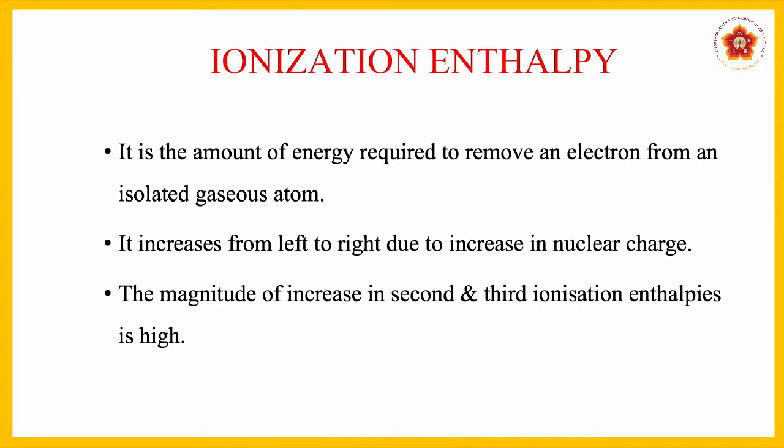Now, in these cases, it increases from left to right in a periodic table, and the magnitude, that is the amount of energy, is very high for second and third ionization. Why is it so? Let us discuss it a little.